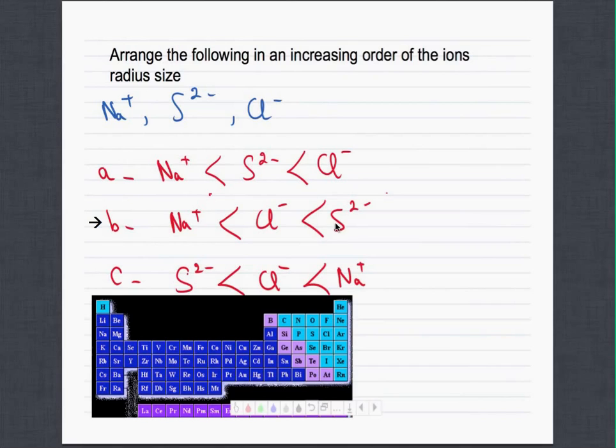a bigger radius than Cl minus. Then sodium plus. Cations are always smaller than anions, so sodium is the smallest, which may be the right answer in this case.